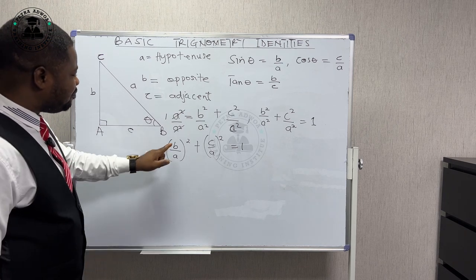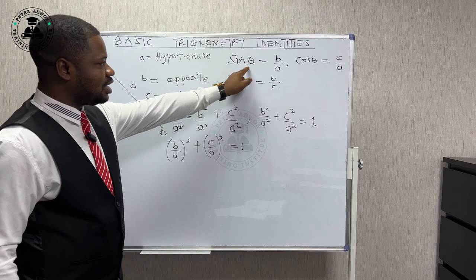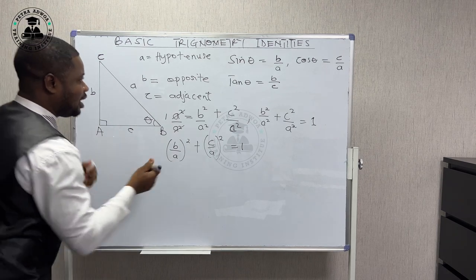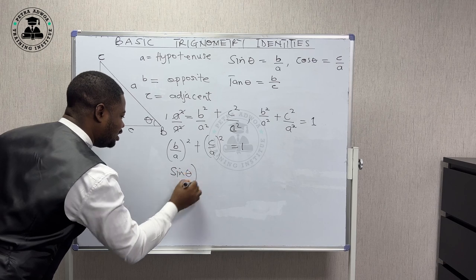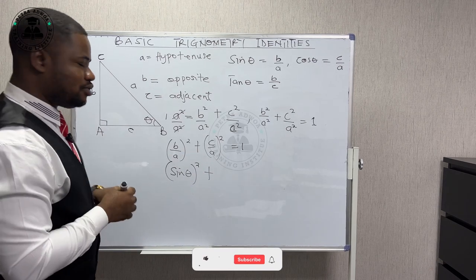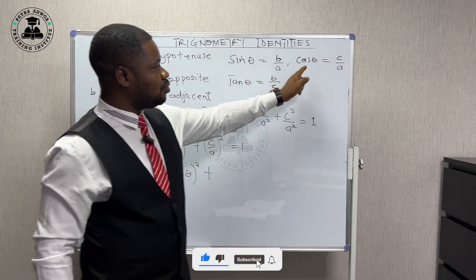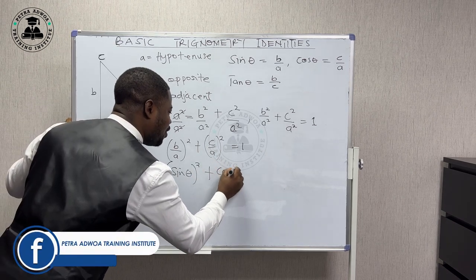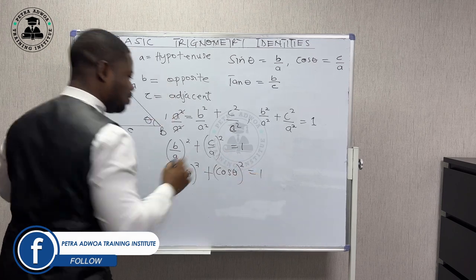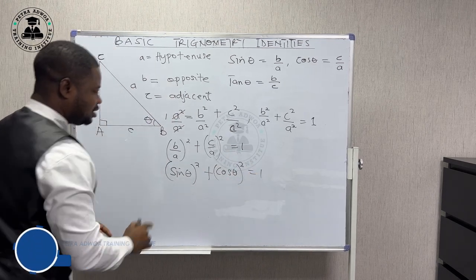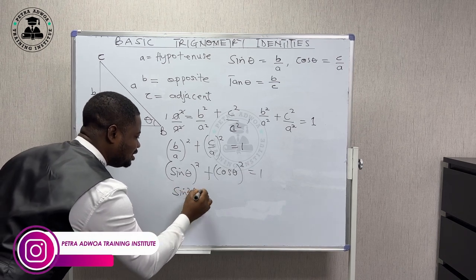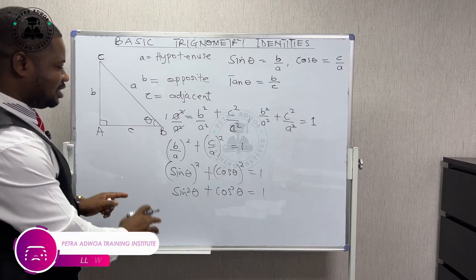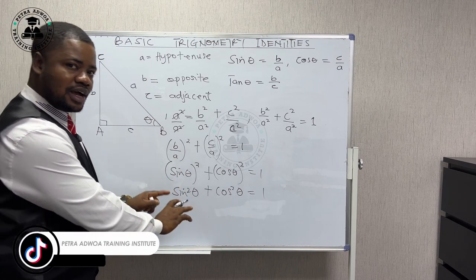All right. Now we have B over A, but we know that sine theta is also equal to B over A, right? So instead of writing B over A, we can write here sine theta, squared, plus. Now let's look at something. C over A is equal to what? Cos theta. So instead of writing C over A here, I can write cos theta, squared, is equal to 1. Now, if I'm going to expand this, then I'm going to get sine squared theta plus cos squared theta to be equal to 1. This is one of the trigonometric identities.